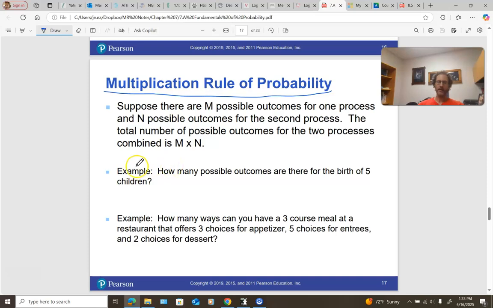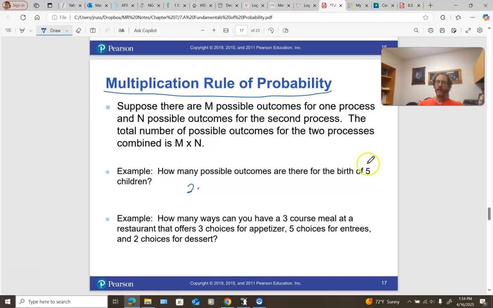So how many possible outcomes are there for the birth of 5 children? In this example, we actually have 5 events, or 5 processes, each one being the birth of a child. So how many possibilities are there for the birth of that first child? Well, that first child can either be a boy or a girl, so there's 2 outcomes there.